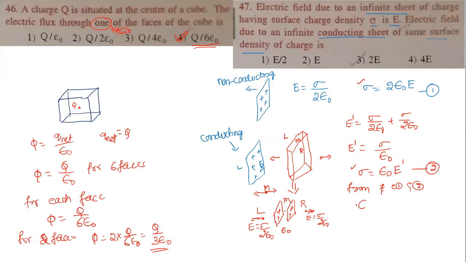So it becomes epsilon naught E prime equal to 2 times epsilon naught E. Now epsilon naught is going to cancel. Then the electric field E prime due to the conducting sheet is equal to 2 times the electric field due to the non-conducting sheet. So which is the option? Second option. The second option is the correct answer. So you need to look at this: in the case of a conducting sheet, it becomes 2 times, because the charges are going to distribute.